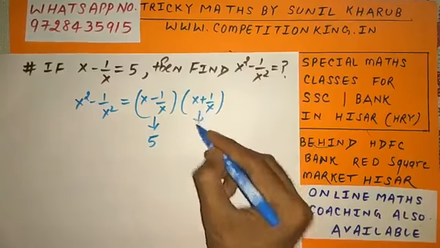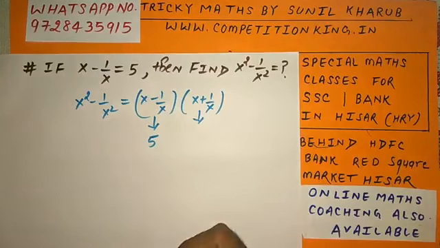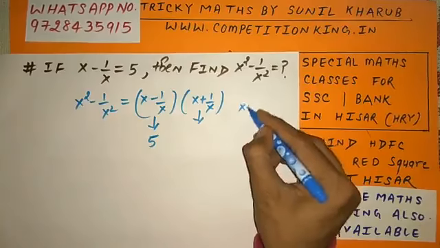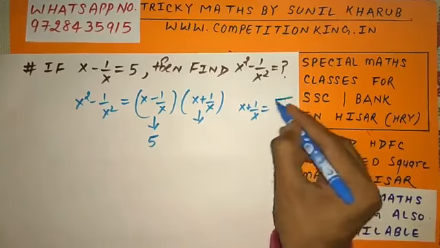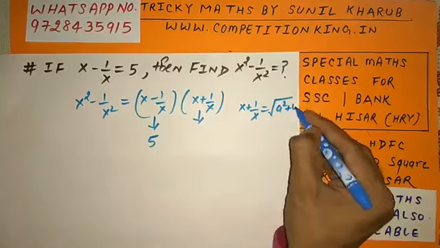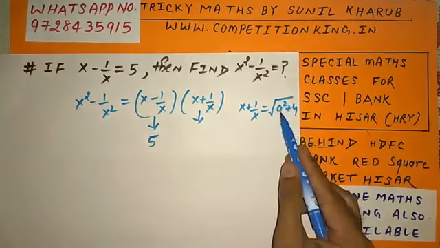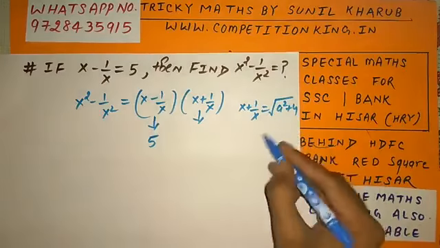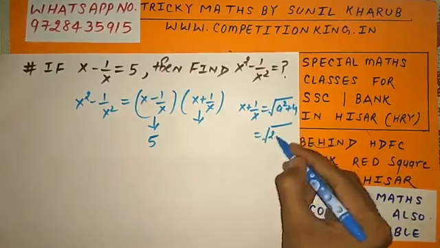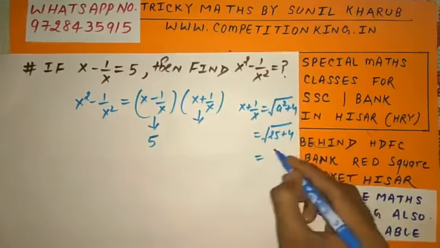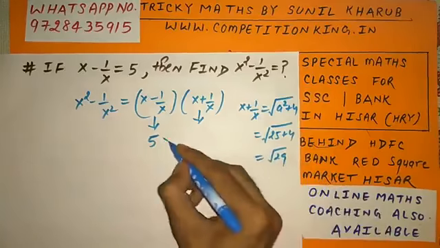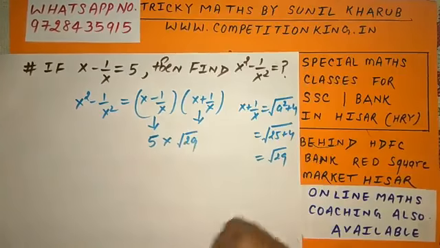So the main work left is to find the value of x plus 1 by x, and we know x plus 1 by x is equal to root of a square plus 4, where a is the value of x minus 1 by x. So put here 25. This will be root 29. So the answer would be 5 root 29.